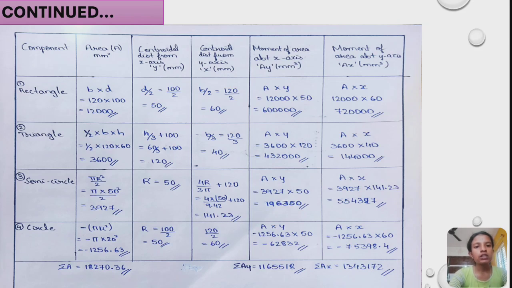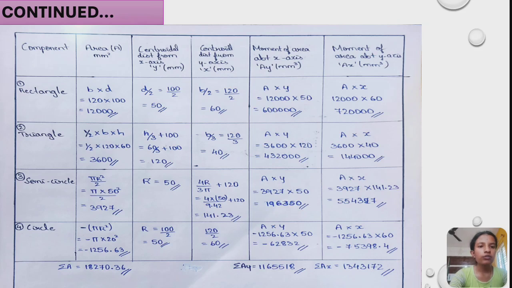Third one is semicircle. Area of semicircle is given by pi r square by 2. Pi into r is 50, so we take pi into 50 square by 2. We get 3,927. Centroid distance from x-axis, that is y, for semicircle is given by r, so therefore it equals 50. Centroidal distance from y-axis, that is x, for semicircle is given by the formula 4r by 3 pi plus 120, which gives 141.23.